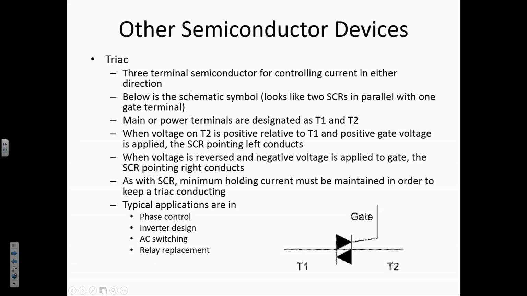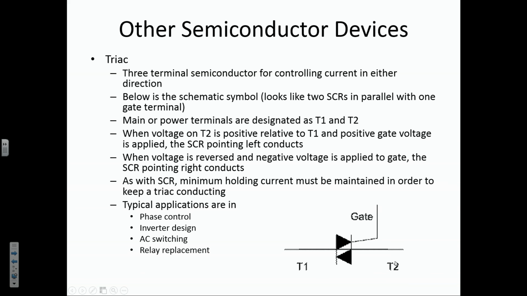You've also got triacs, which are basically a 3-terminal semiconductor. You see 1, 2, 3 terminals for controlling current in either direction. So a triac you can use to force current to go one way and then the other way. That's the schematic symbol below. It looks like 2 silicon controlled rectifiers in parallel, one this way, one that way, and the main or power terminals are designated as T1 and T2.